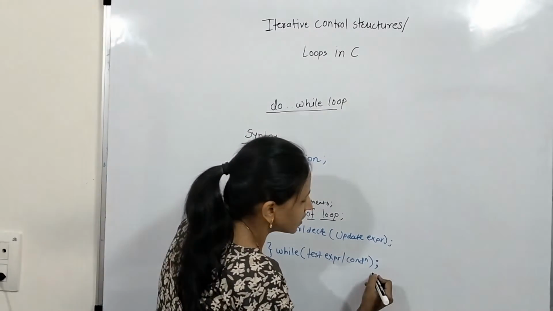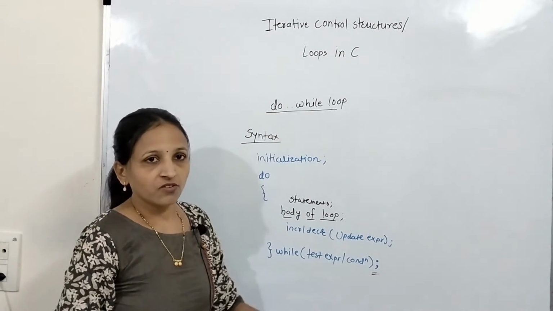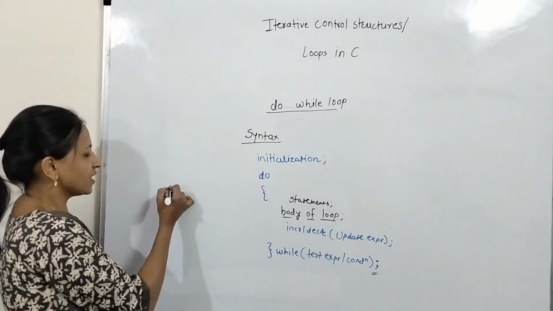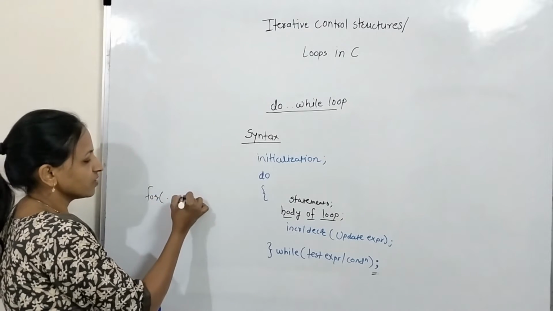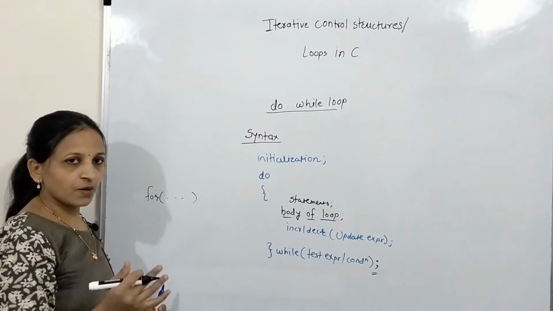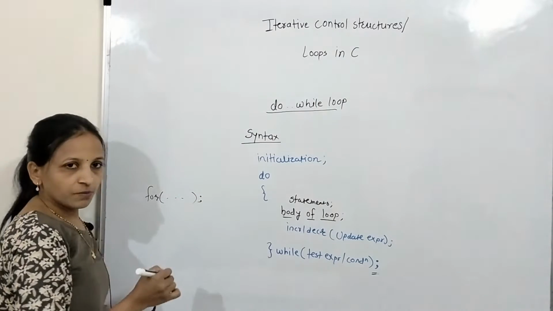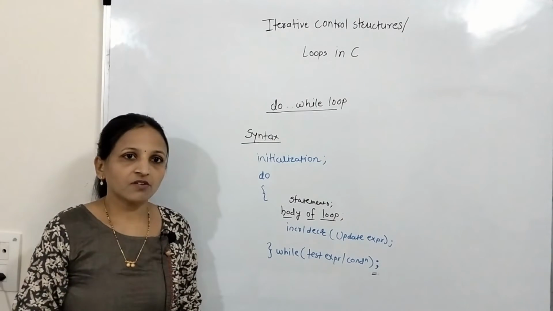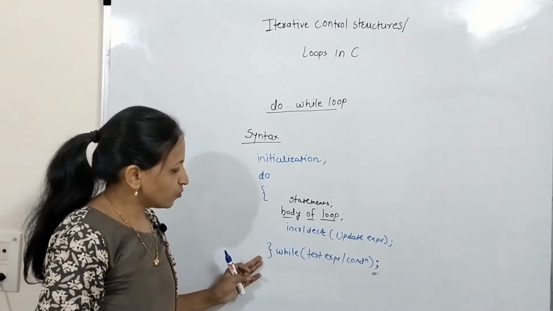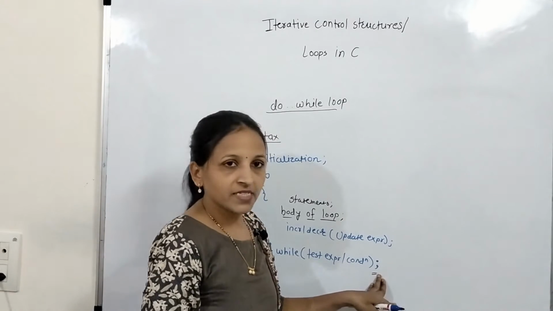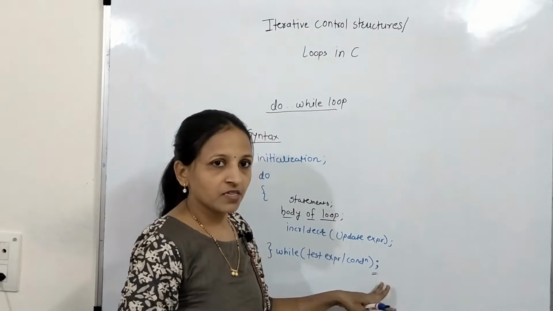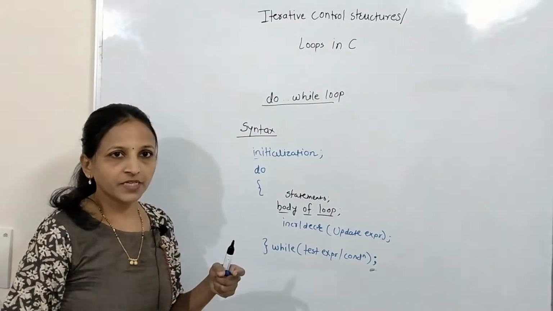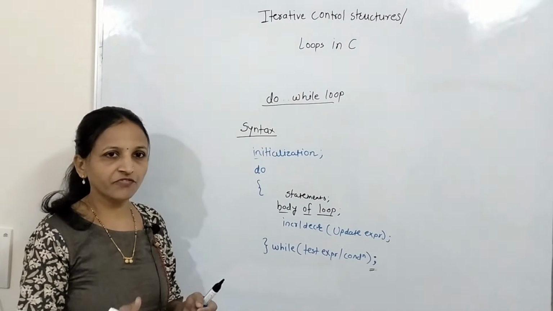This semicolon is a must, but in while and in for we don't place that semicolon. For example, suppose we write for i equals 1, i less than or equal to 10, i plus plus, then we don't write this semicolon. In the same way, don't write a semicolon after a while loop. But in the do while loop we compulsorily have to place a semicolon here, just keep that in mind. Now we can place this whole do while loop inside our program for repetition of any task.